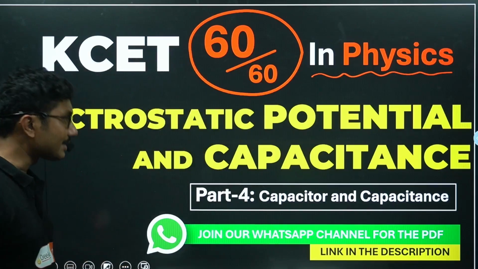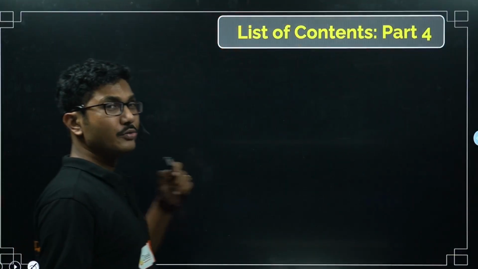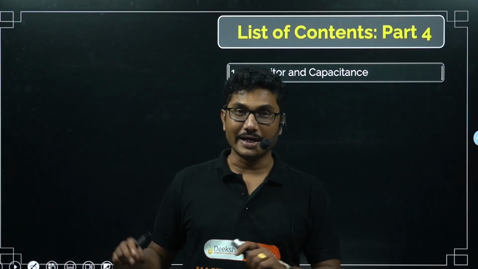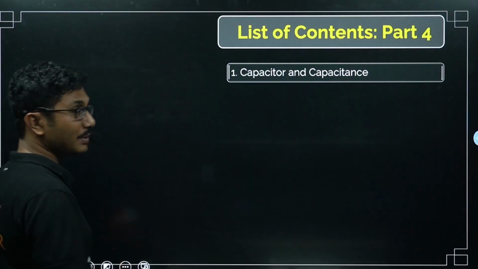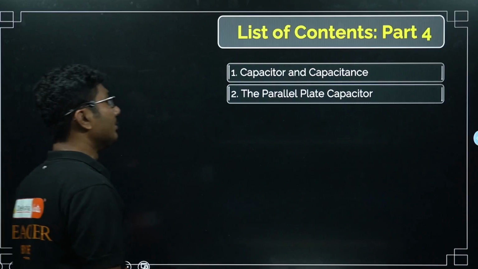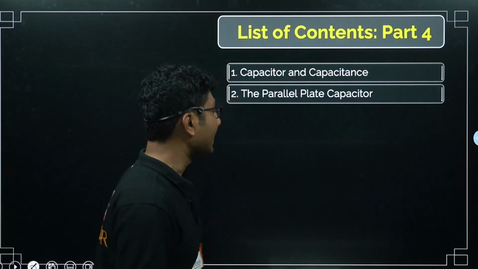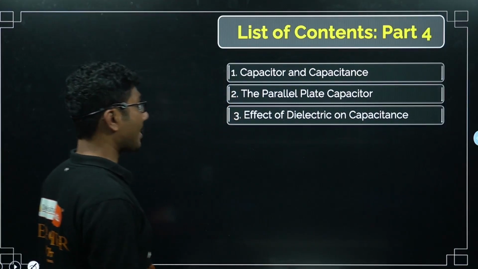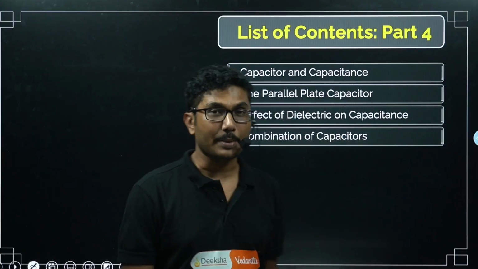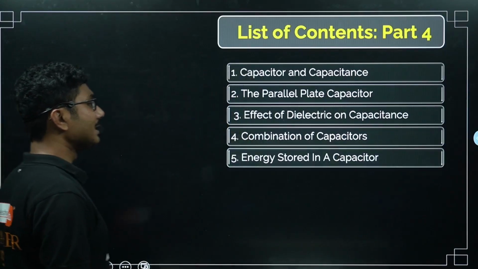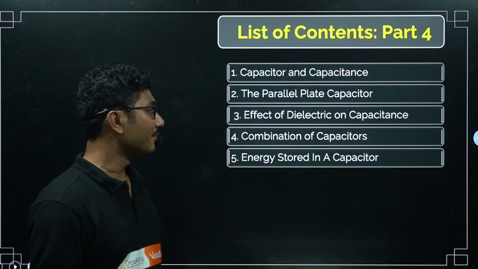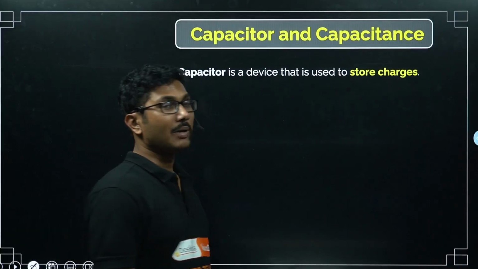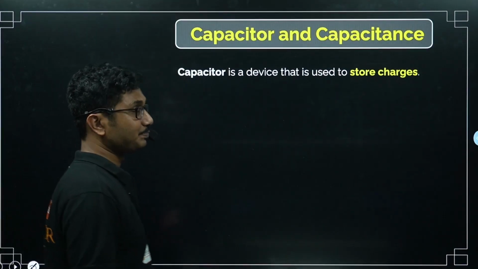Now let's start with today's lecture. What are we going to cover today? First we will discuss capacitor and capacitance. Without any introduction, we will simply jump in. Then we will learn about the parallel plate capacitor, very important. Then the effect of dielectric on capacitance, very important as well. Combination of capacitors, another important topic, and energy stored in a capacitor, also very important. So these 5 topics we are going to discuss today, and let us start with the topic capacitor.